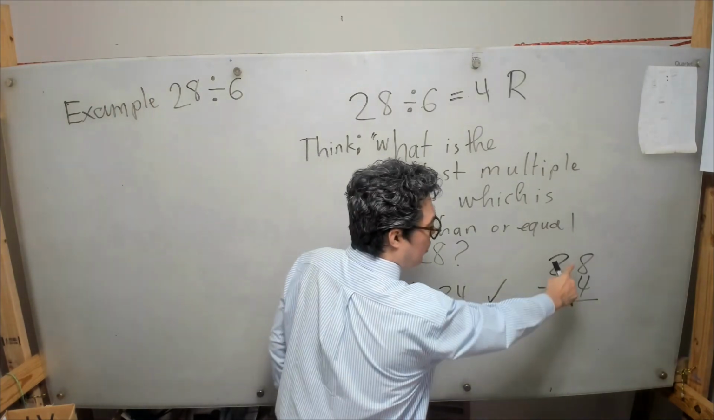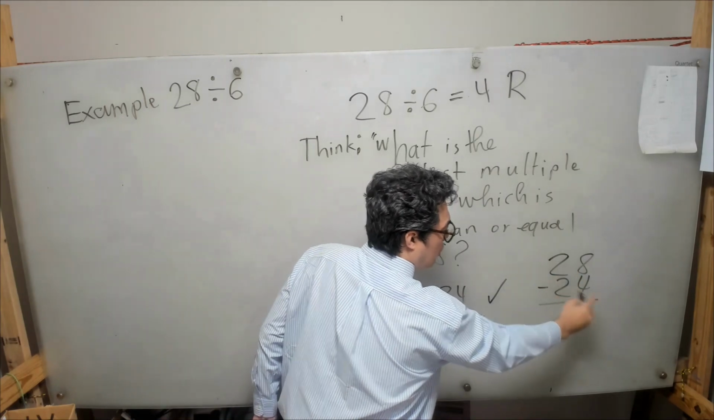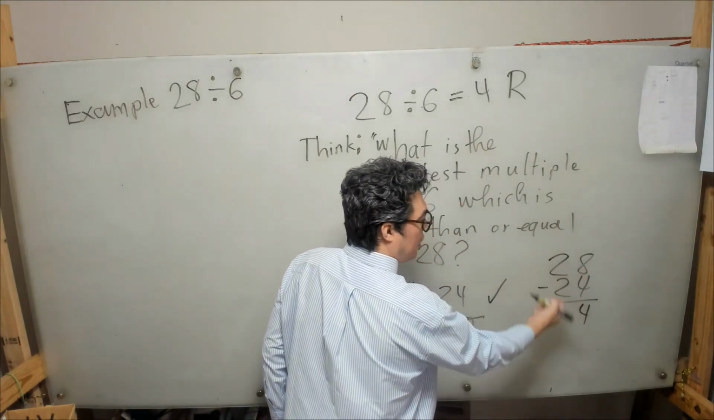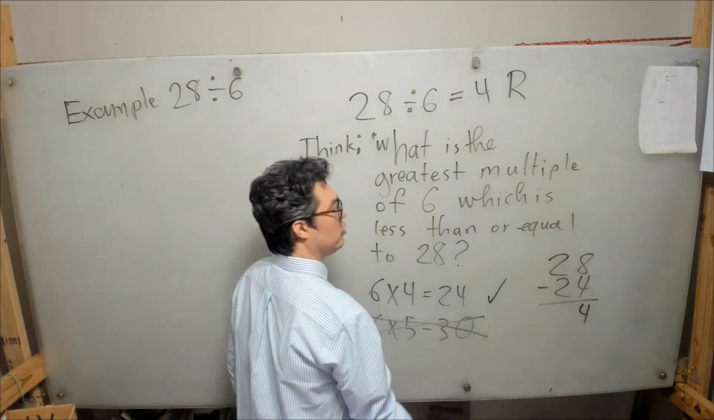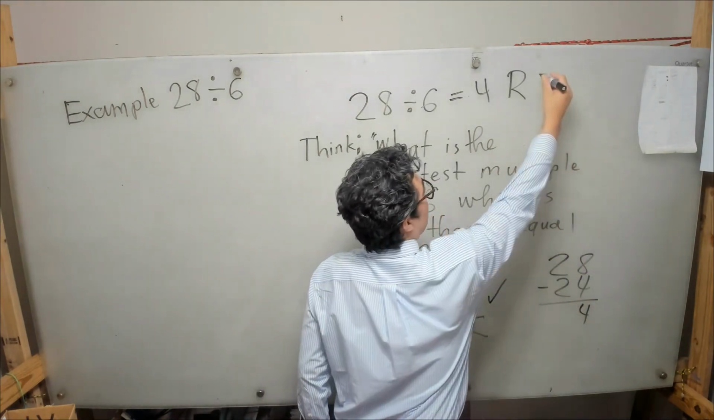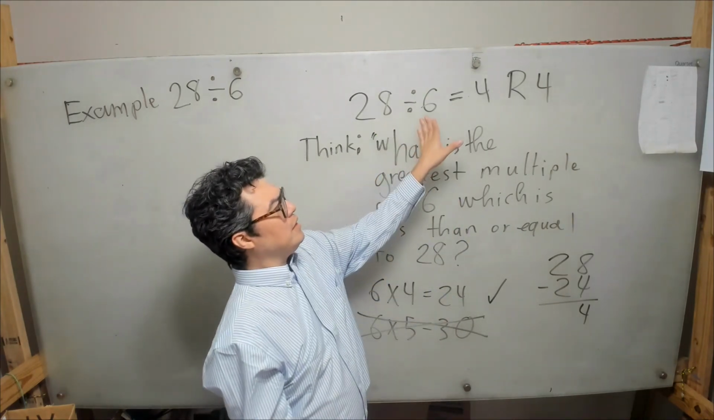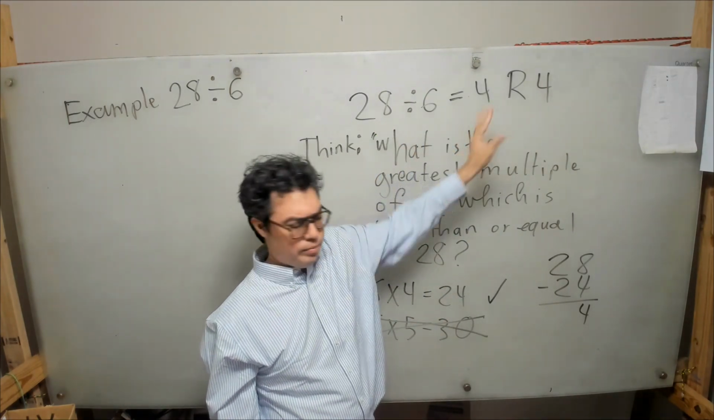So let's do it together. 8 minus 4 is 4, right? Because 4 plus 4 is 8. 2 minus 2 is 0, so we don't put it. And so that will be our remainder, 4. Okay? So 28 divided by 6 is 4, remainder 4.